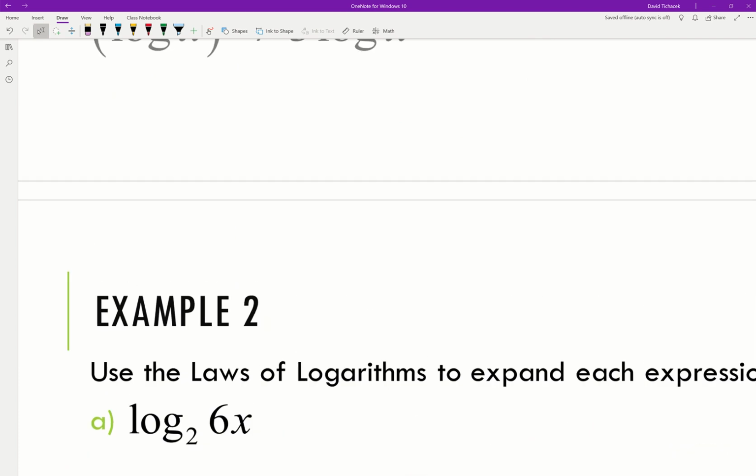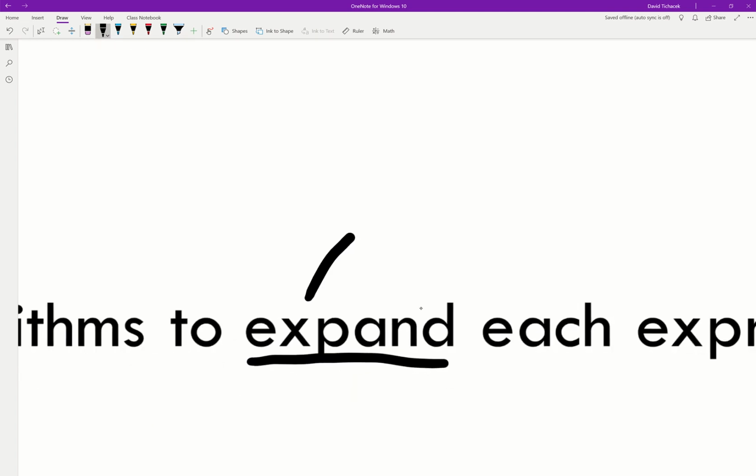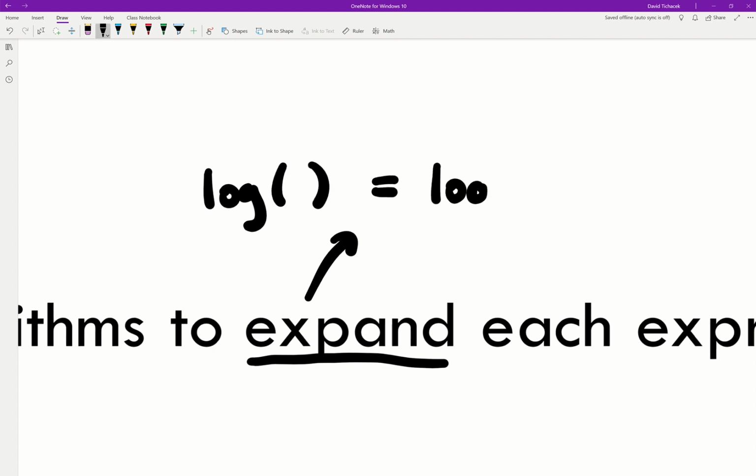But I just wanted to take a look at a couple of examples here where it says in the directions, use the laws of logarithms to expand the expression, okay? And so really quickly, what we mean by expand is this. We're going to take an expression that involves a single log of something, and we're going to write that as an equivalent expression, but involving multiple logs, okay? So maybe like a log of something plus or minus the log of something else.